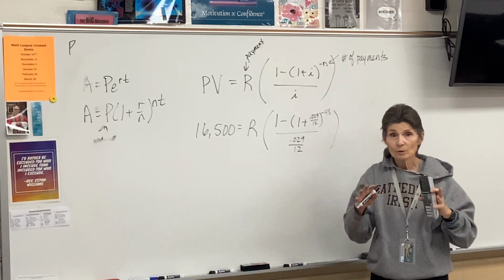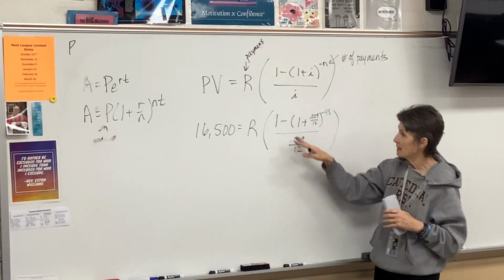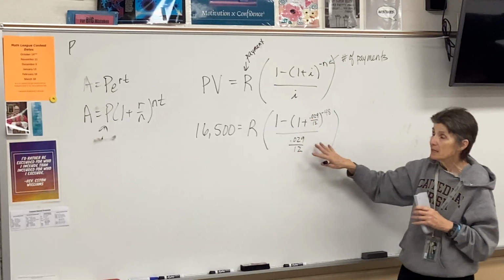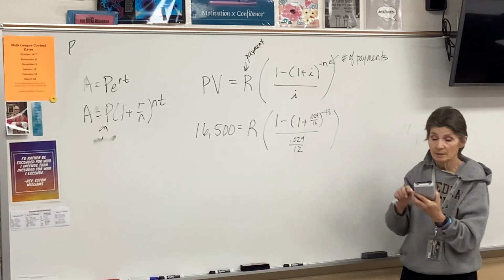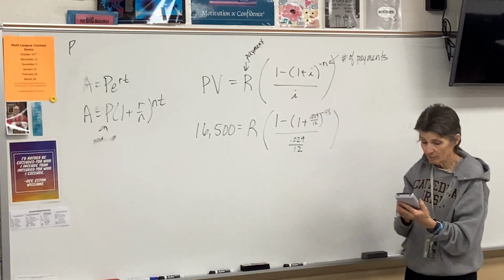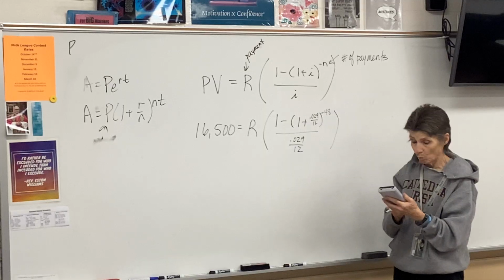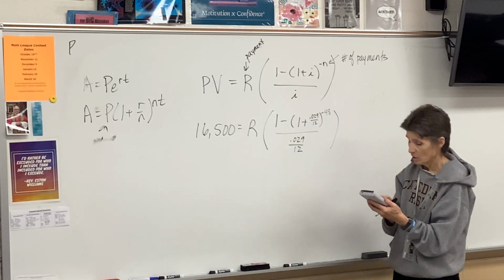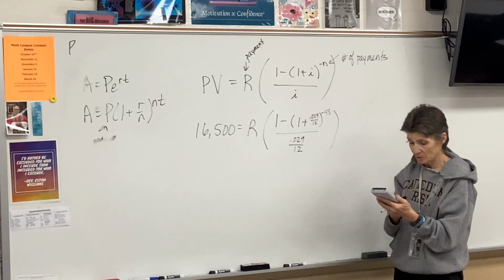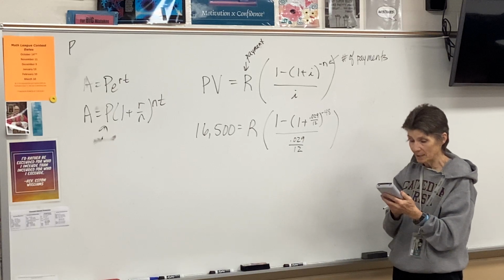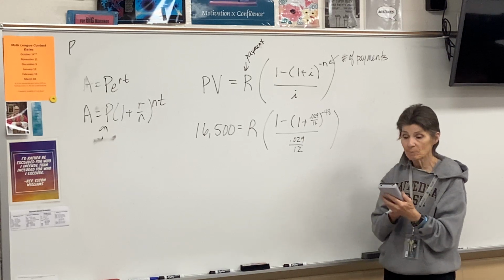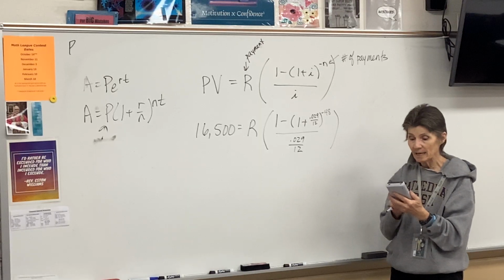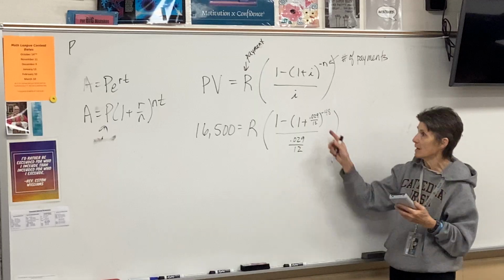If you have a newer calculator and you are comfortable typing this, I'm only typing in this part right here. So I'm going to go ahead and type that in. I'm going to do 1 minus parentheses, 1 plus 0.029 divided by 12, close the parentheses, raised to the negative 48. Now I'm going to hit equals, so I'm going to get my numerator.